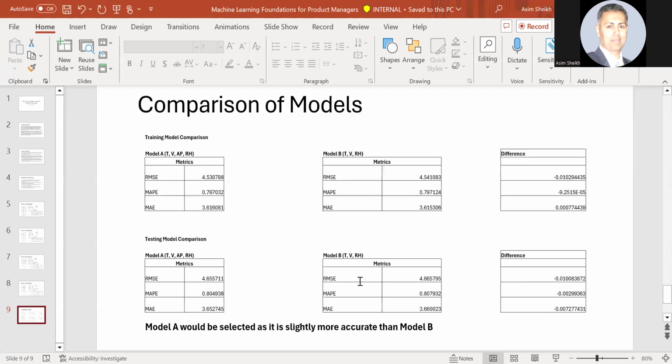But when I do a difference between the two, comparing them side by side, both the training model output as well as the testing model output, it looks like model A is a better predictor because of some of the metrics that we calculated here, as well as the R squared values that I showed in the previous slides. So because of that, I decided that model A is a better predictor of the target variable, and so I would recommend model A.